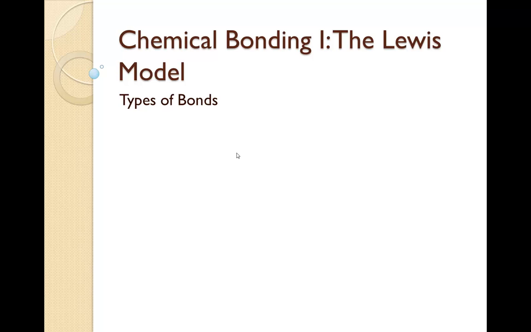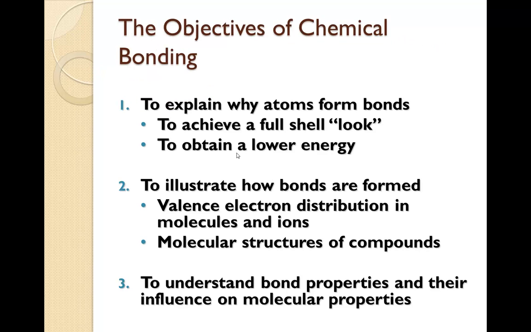This tutorial is to discuss different types of bonds. There are several objectives with chemical bonding. One is to explain why atoms form bonds, and this is partially to achieve the full shell look. In other words, to appear like a noble gas, and this then makes the atoms obtain a lower energy level because of the full octet.